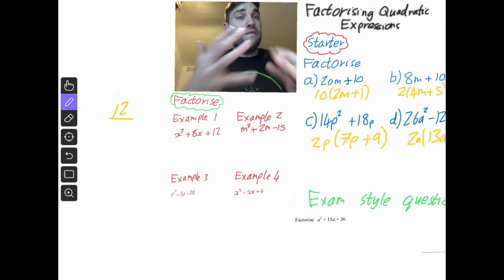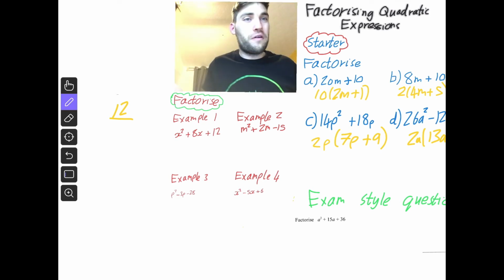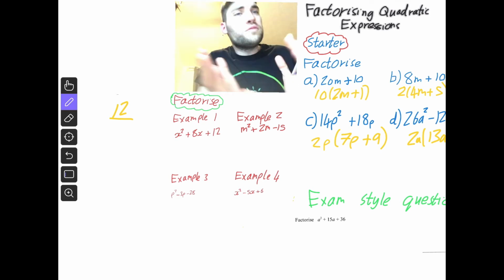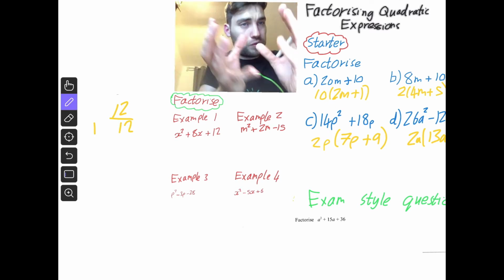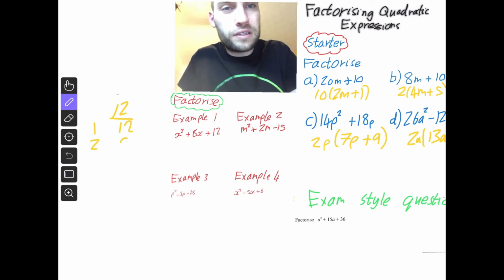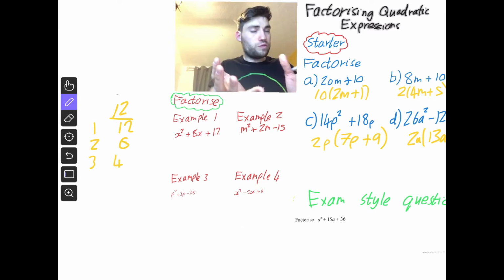So I'm not going to do this for every single example because it'll take the video going on for an hour, right? But what numbers go into 12? So that is 1 and 12. These are your factors that multiply to make 12. 2 and 6, and 3 and 4. And there's no other numbers that multiply to make 12.